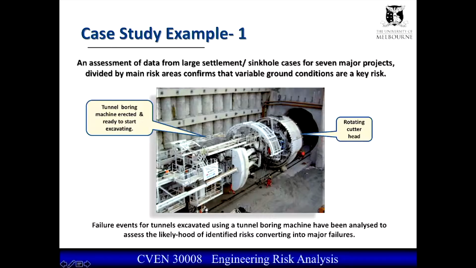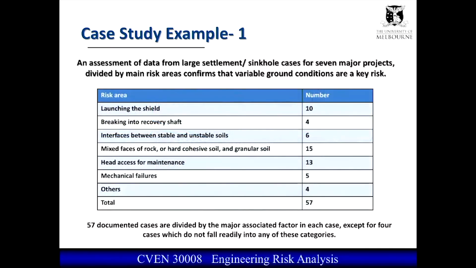So failure events for tunnels using tunnel boring machines have been analysed over many, many tunnels to identify the sort of risks that come from the typical hazards that you get whilst you're tunnelling. And here's an example, 57 cases that have been documented, and they've been divided up into groups or major factors that these failures occurred in, and they've all been defined excepting for 4, which were a whole lot of different ones which couldn't be grouped together.